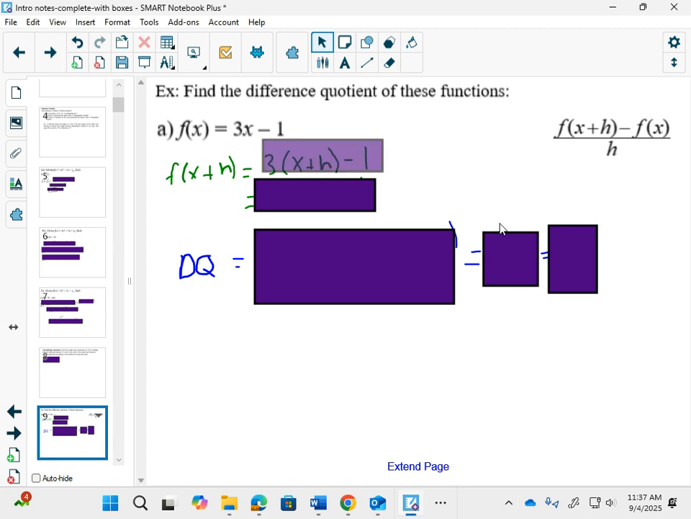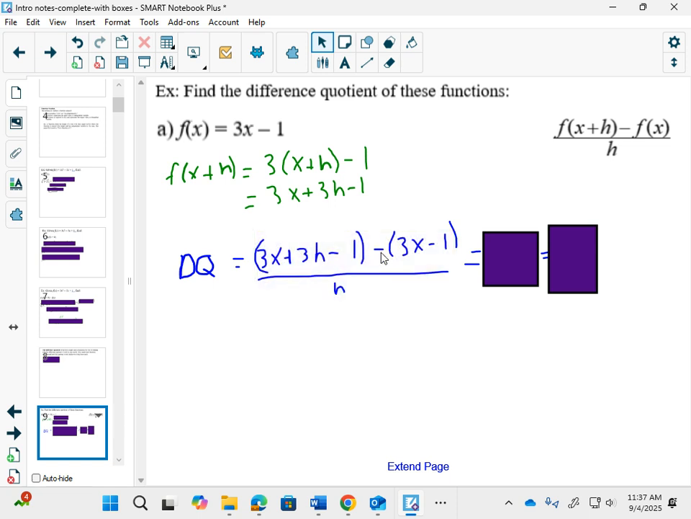Did you get that f of x plus h was 3x plus 3h minus 1? And then if you subtracted, so I can write that in here, and then subtract the original, which I have in brackets, I have a bunch of like terms. The 3x minus the 3x will go away. The minus 1 minus the minus 1 will also go away, and I just get 3h over h, which simplifies to 3.